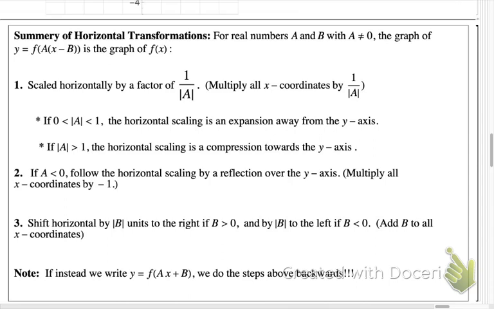So what does it say? Summary of horizontal transformations. For real numbers a and b, where a is non-zero. Now, capital A is going to be the scaling factor. If you multiply something by 0, it just makes the result 0. So since A is the scaling factor and it has something to do with multiplication or division, A is not allowed to be 0. And the graph of y equals f of a times x minus b, I'll rewrite it here in purple.